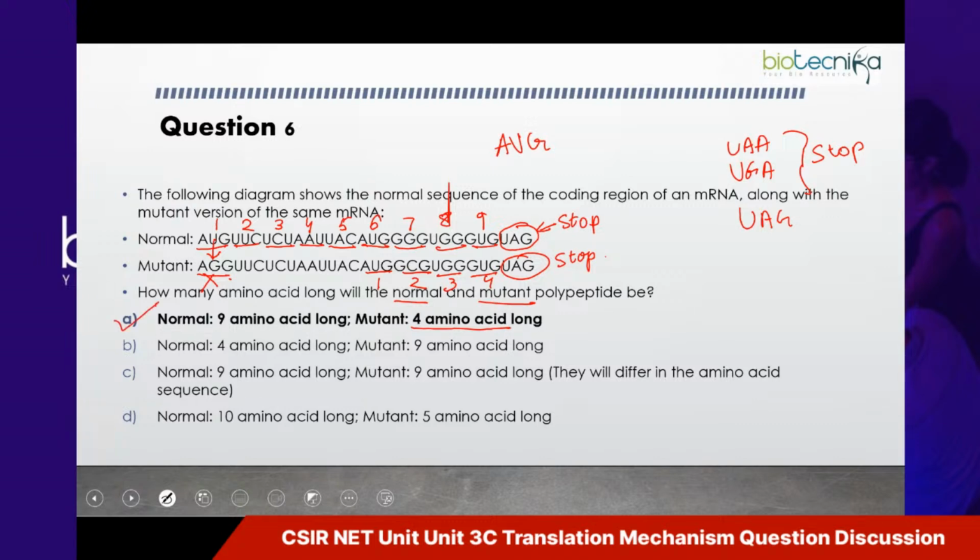Right. Now all of you are giving the right answer. Translation cannot start without an initiation codon, without a start codon, Sunshine.